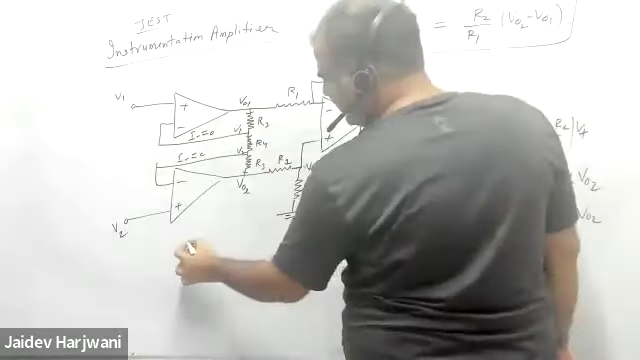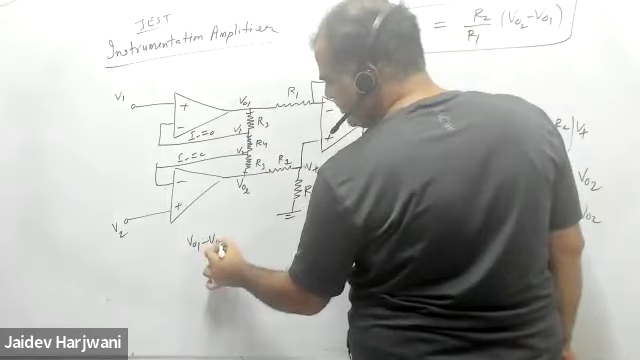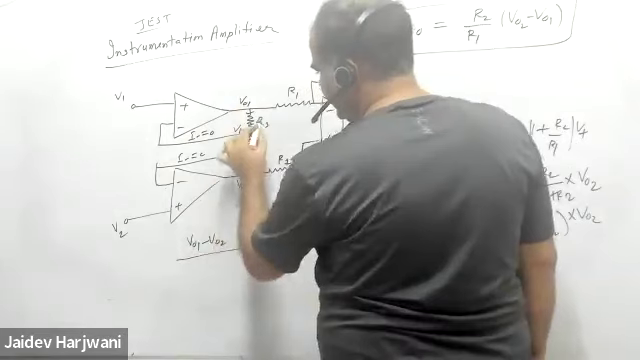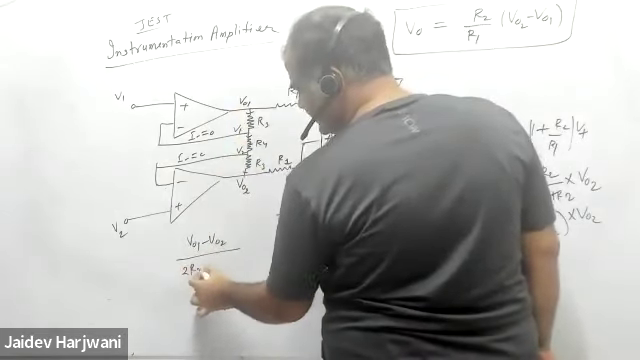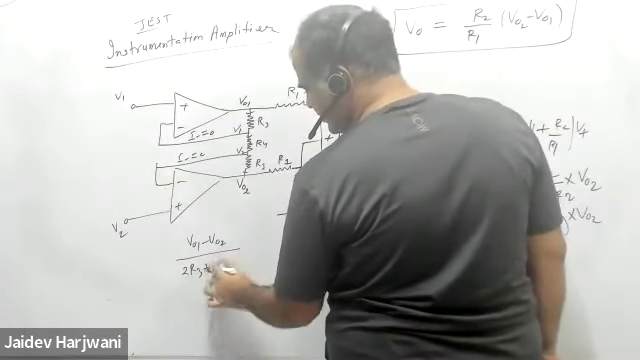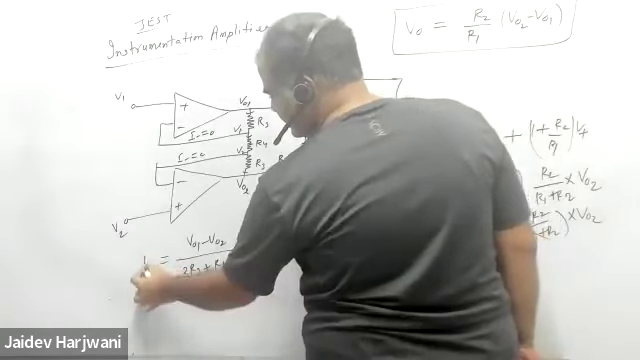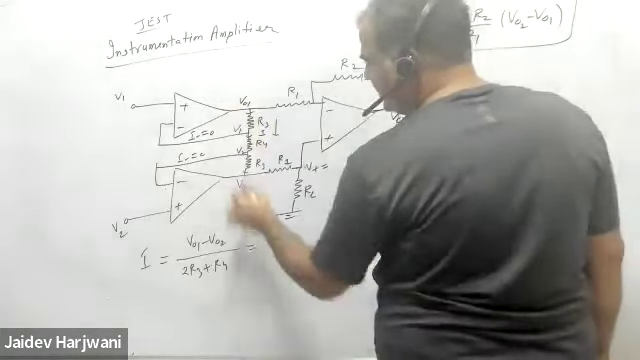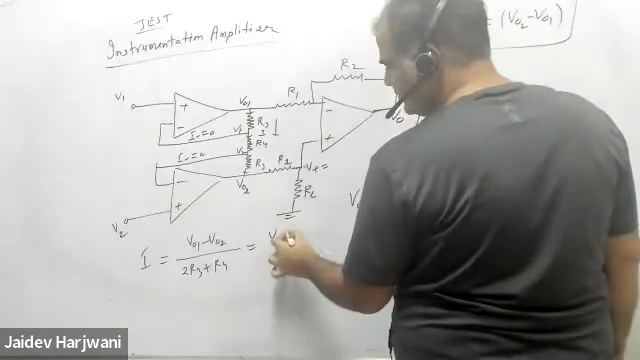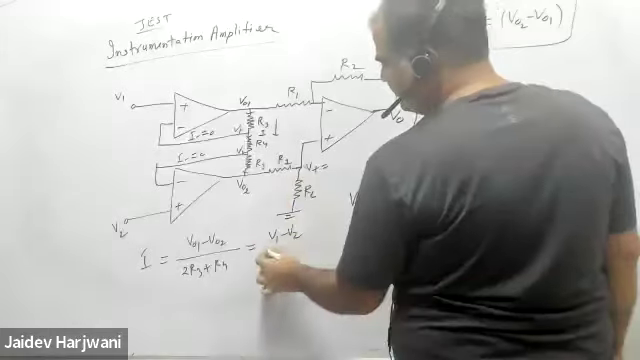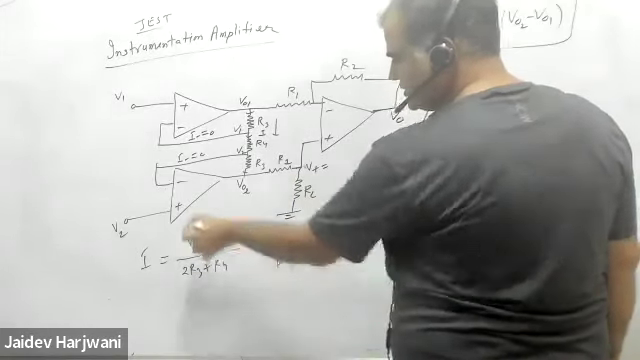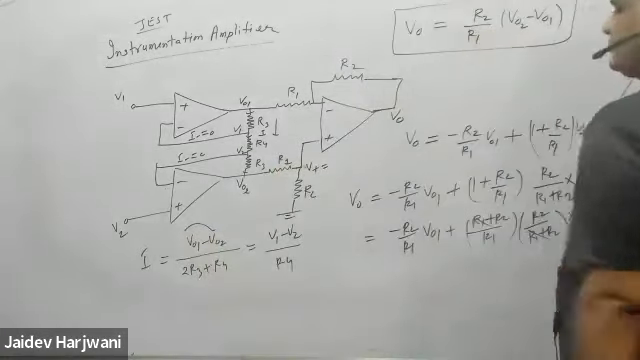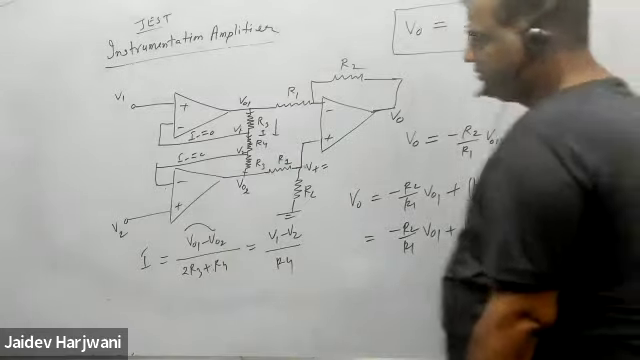So I can say V naught 1 minus V naught 2 divided by 2R3 plus R4 is the current I flowing in this branch. It is equal to the same thing, V1 minus V2 divided by R4. Same current. And now here I can replace this value. Put in the values and solve.